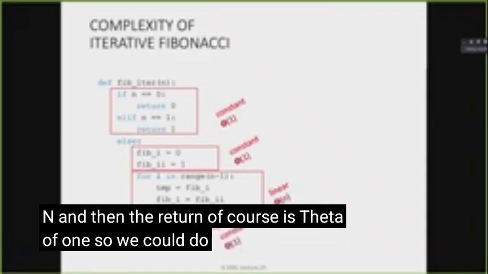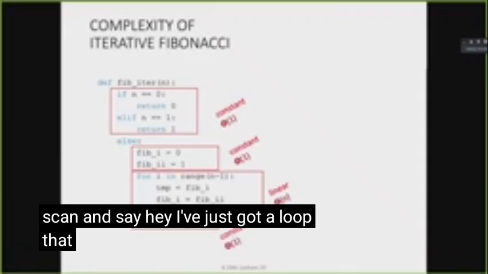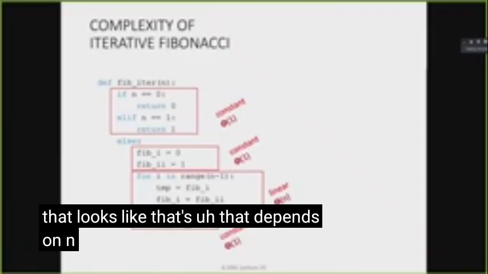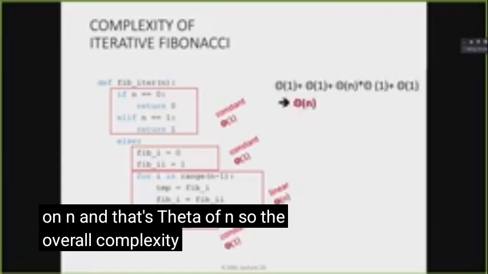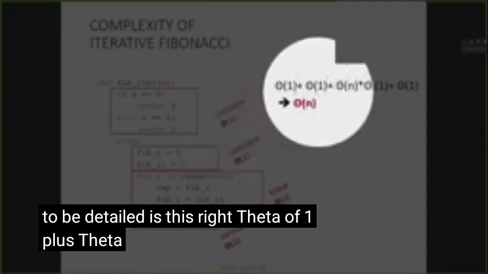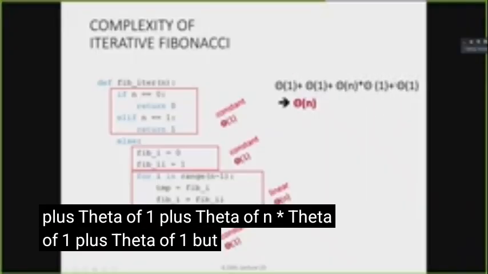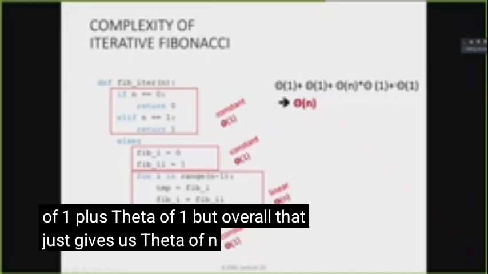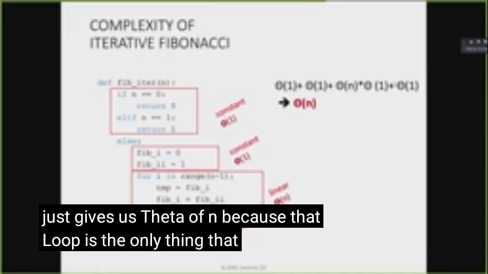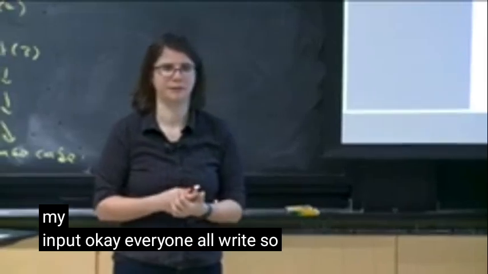So we could do a calculation like this, or you could just quickly scan and say, hey, I've just got a loop that depends on n, and that's theta of n. So the overall complexity of this, if we wanted to be detailed, is theta of 1 plus theta of 1 plus theta of n times theta of 1 plus theta of 1. But overall, that just gives us theta of n because that loop is the only thing that depends on my input. Okay, everyone all right so far? Okay.